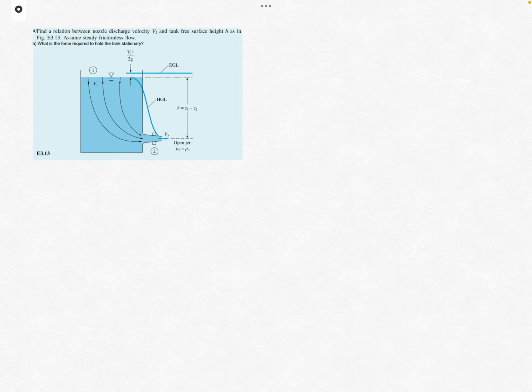So in this case, we're asked first to find a relationship between the nozzle discharge velocity, V2, and the tank free surface height, which is given here as H. And we're told that we can assume steady frictionless flow. And then in part B, we're asked what is the force required to hold the tank stationary? And here, one key is actually going to be remembering that force is a vector.